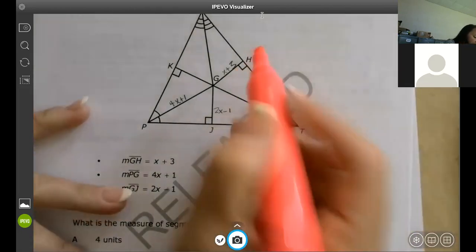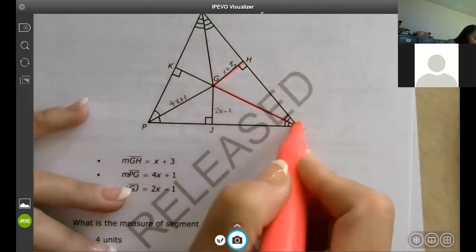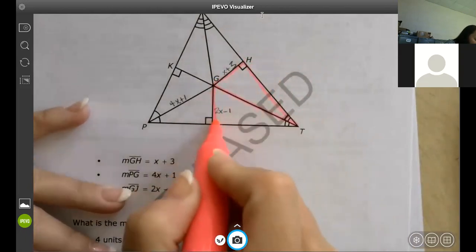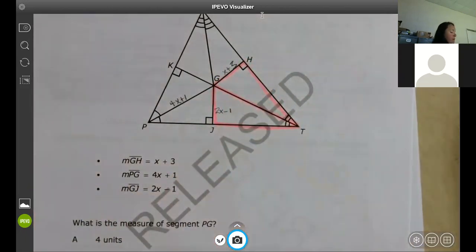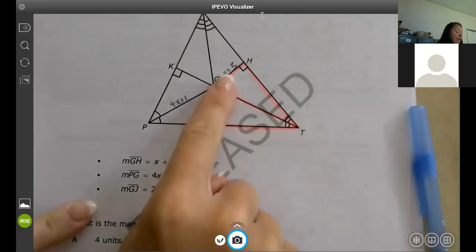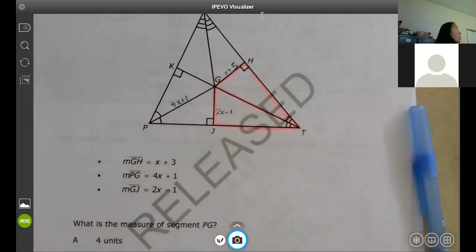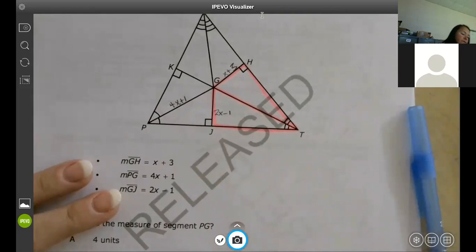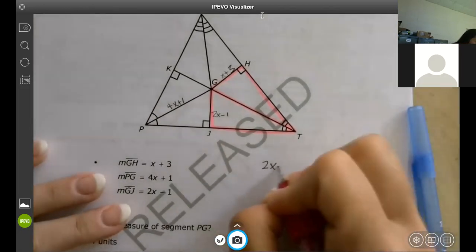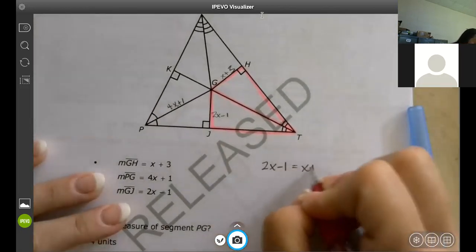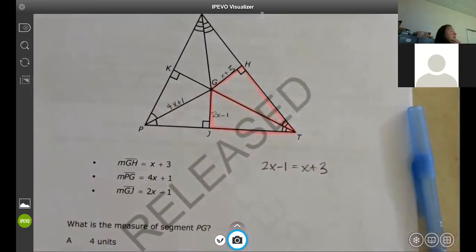Right here. You guys see this? This triangle is the same as this triangle. Did everybody see that? So what she said is these two have to be the same. And they are. They absolutely are. So we're going to set those equal. 2x minus 1 equal to x plus 3. That is the absolute right thing to do. Good job.